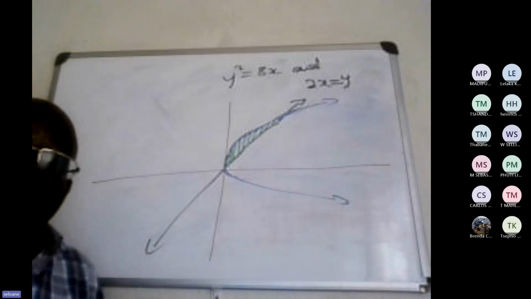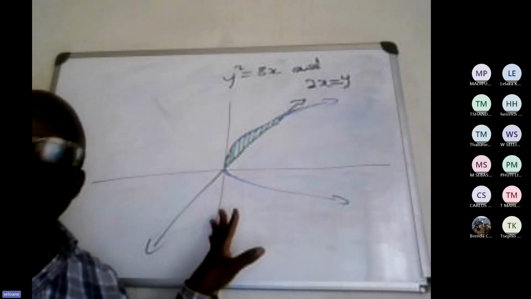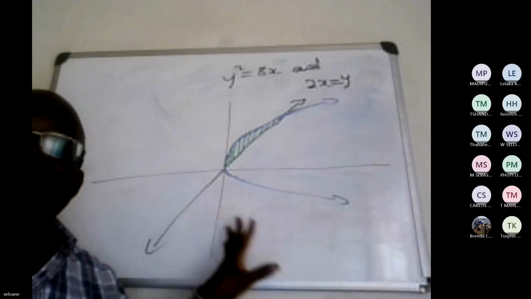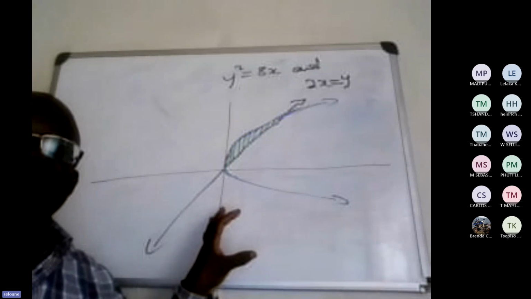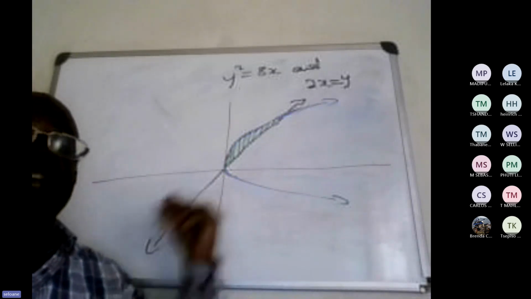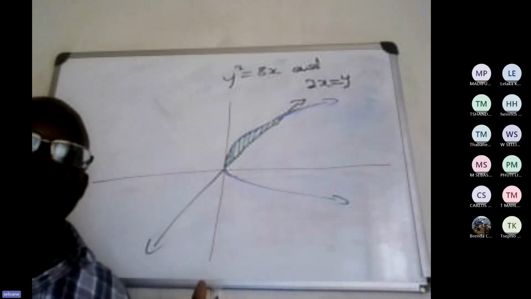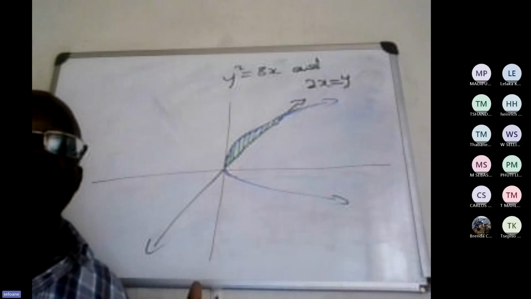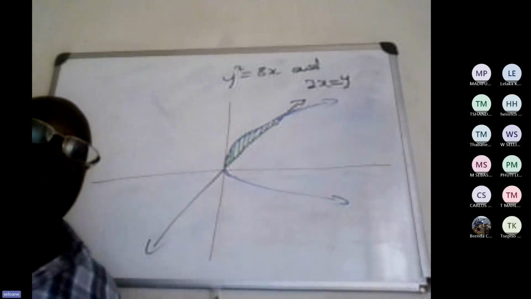Then what is the next task? Are we still together here? Yes, sir. The next task: is it going to be the top minus the bottom, or is it going to be the right minus the left?